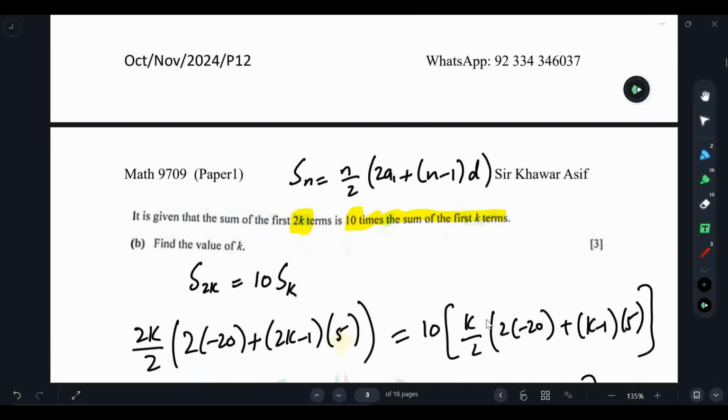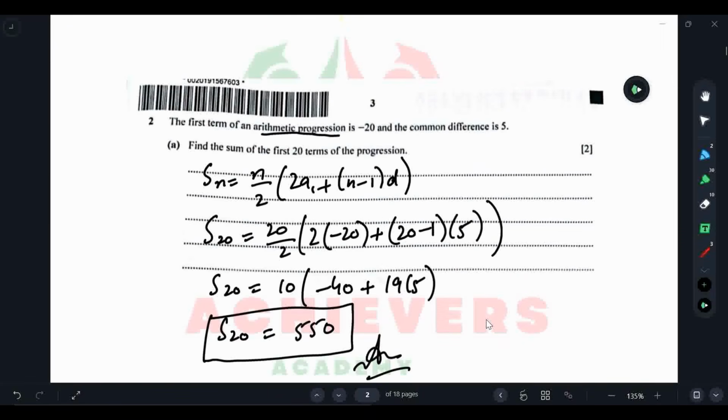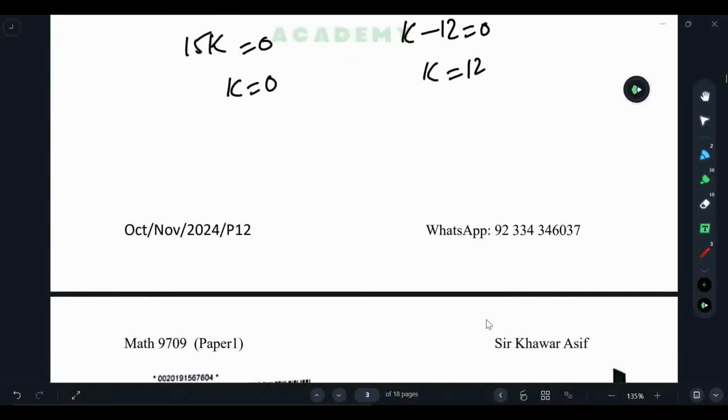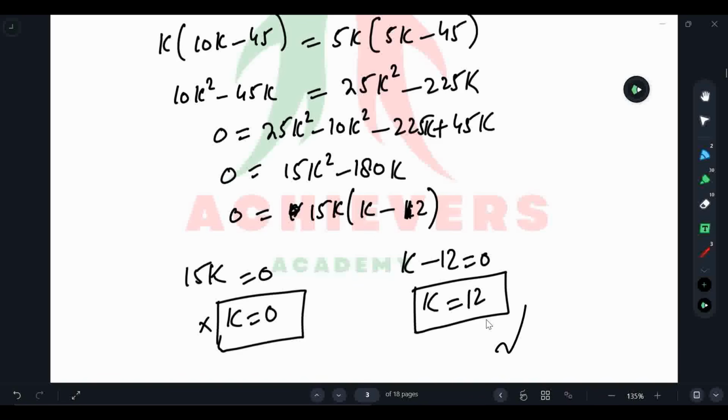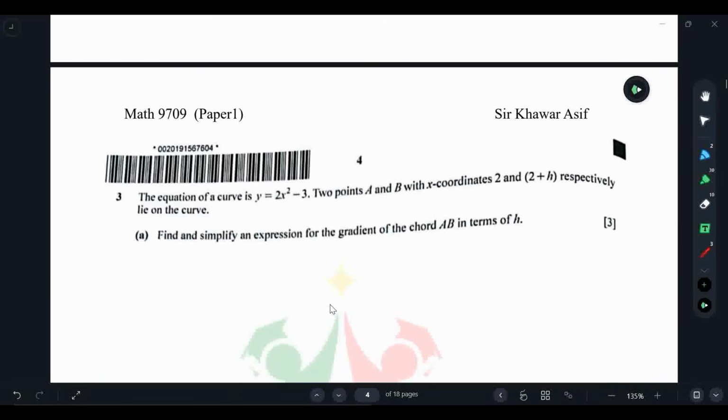Now in the question they said that, from here we can see k cannot be 0 or cannot be a fraction or cannot be a decimal number. So our final answer will be k equal to 12. This will be the final answer. I hope that the concept is clear. Let's move to question number 3.